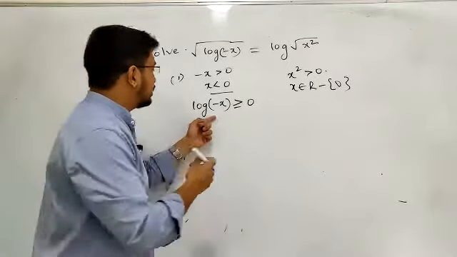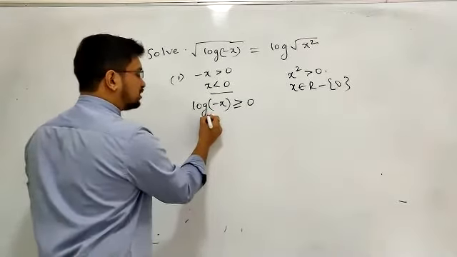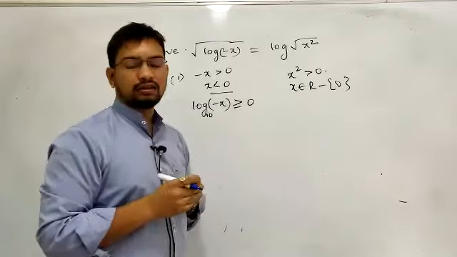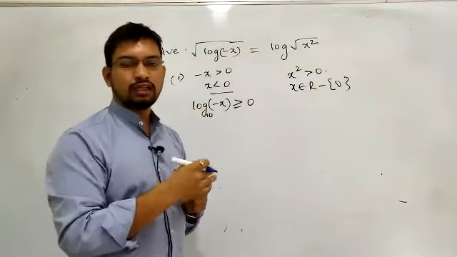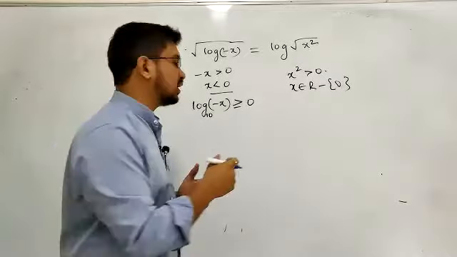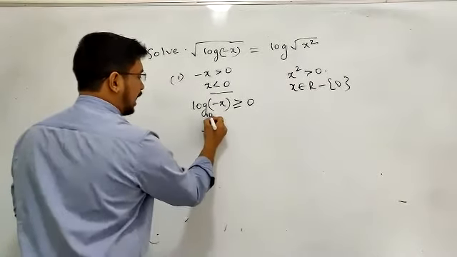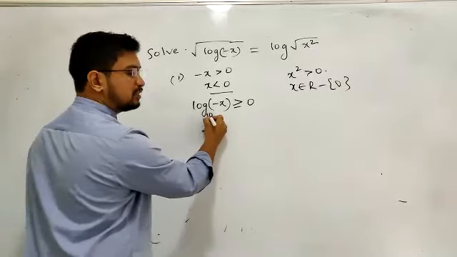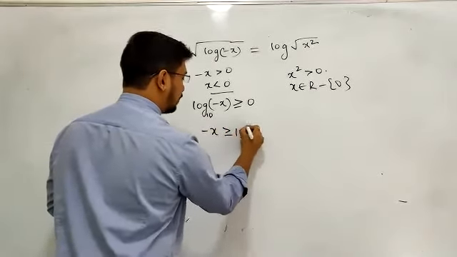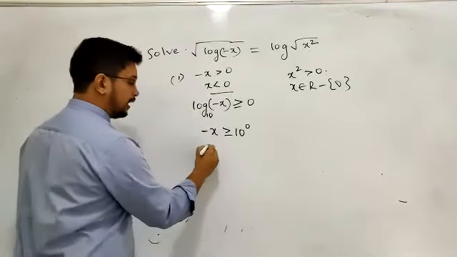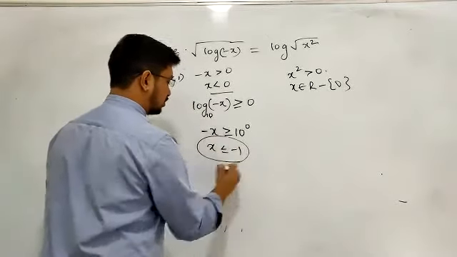So taking this part, I told you whenever the base is not given, it means the base has to be 10. That is the natural common logarithm which you are seeing. So from that you will be getting it as the base is greater than 1. So you will be getting minus x is greater than or equal to 10 power 0. So you will be getting x is less than or equal to minus 1 from this.